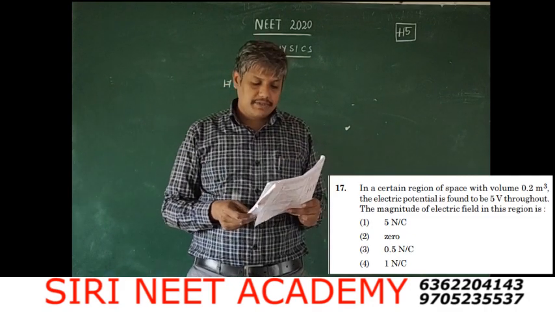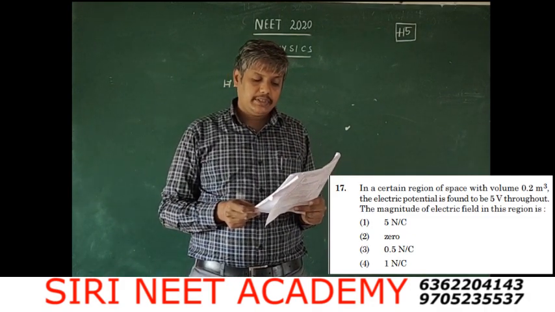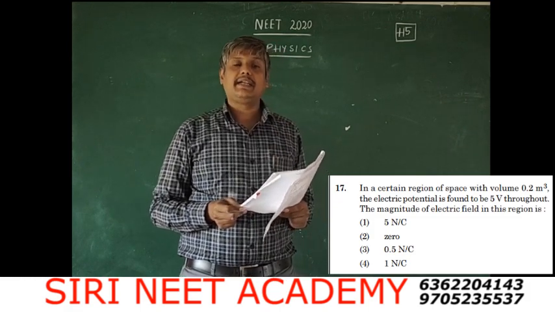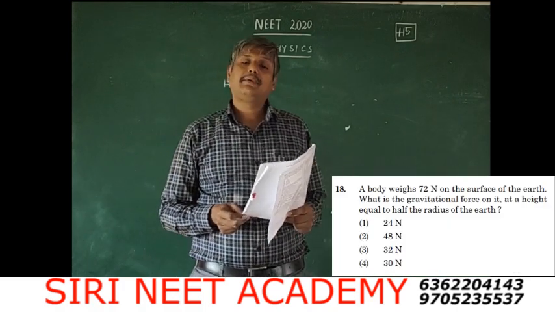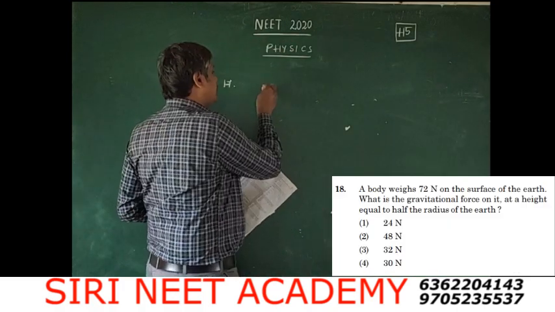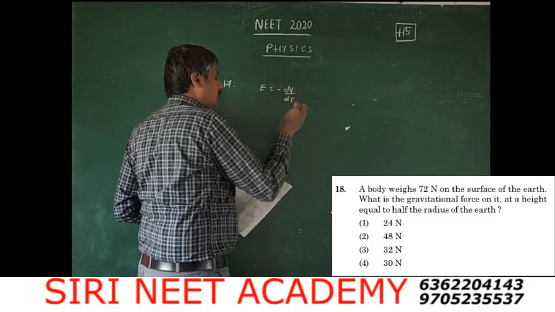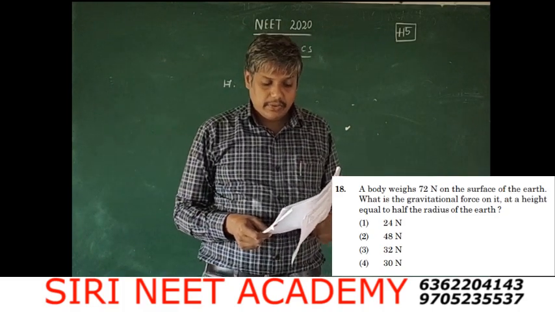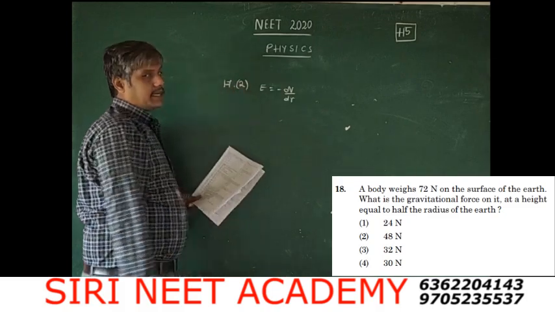In a certain region of space with volume 0.2 meter cube, the electric potential is found to be 5 volt throughout. The magnitude of electric field in this region is, as we know that E is equal to minus dV by dr. The potential is constant, so the electric field must be 0. So the option corresponding to this one is second option.